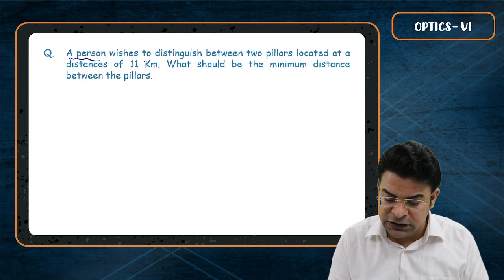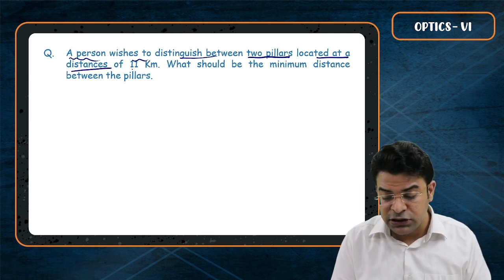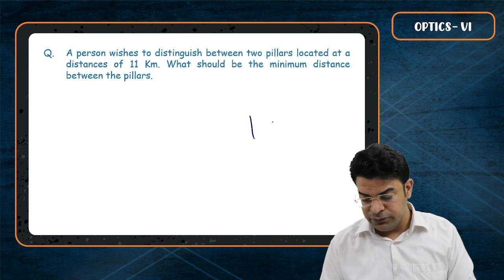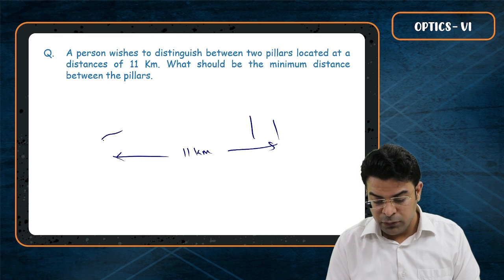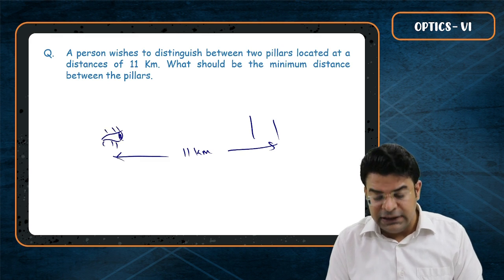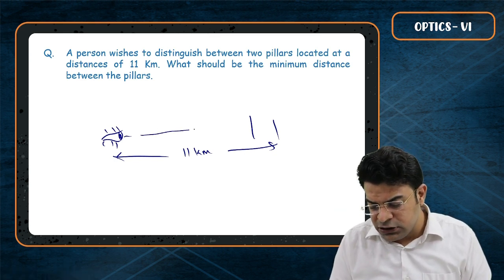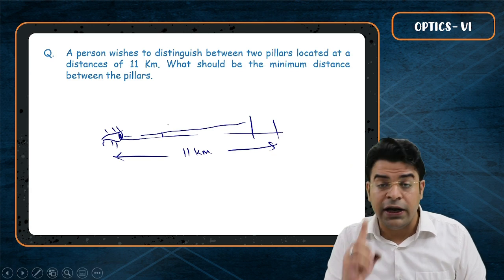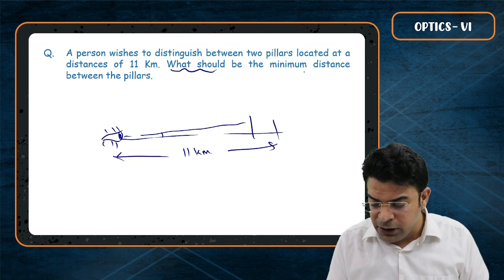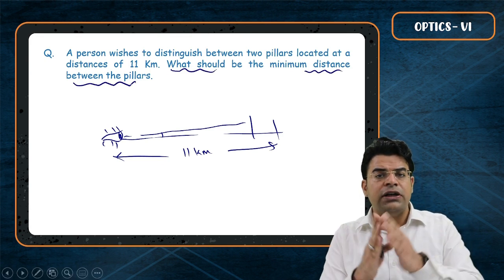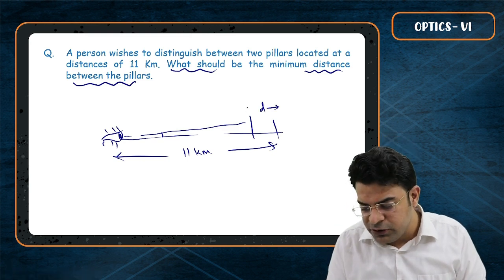The question goes like, a person wishes to distinguish between two pillars located at a distance of 11 km. So there are two pillars at a distance of 11 km from an observer. Now to see these two pillars as two distinct pillars, the angle subtended by these two pillars on the eye should be greater than 1 minute or at least equal to 1 minute. What should be the minimum distance between the pillars so that the eye can see both the pillars separately? What has to be the separation between these two pillars?